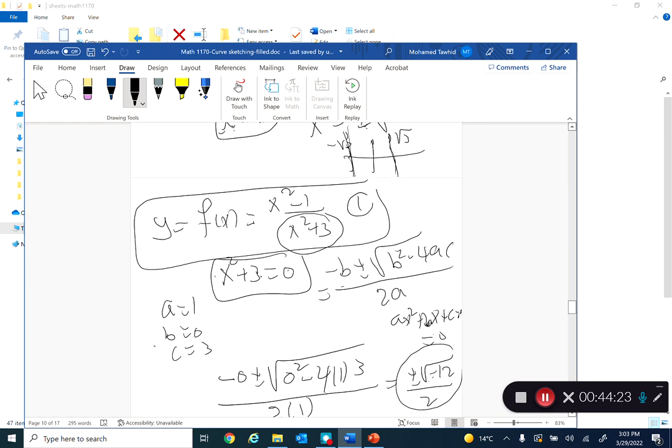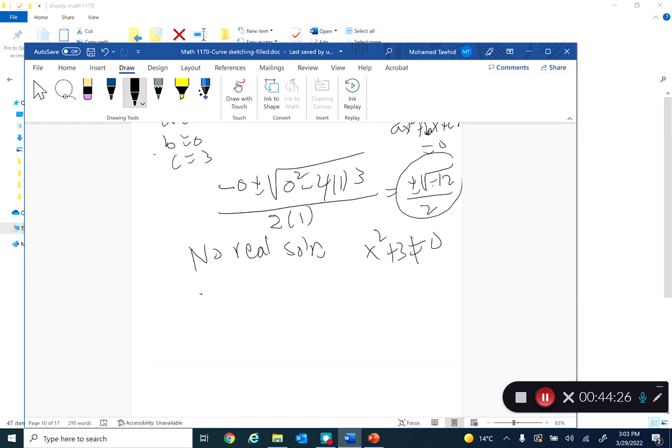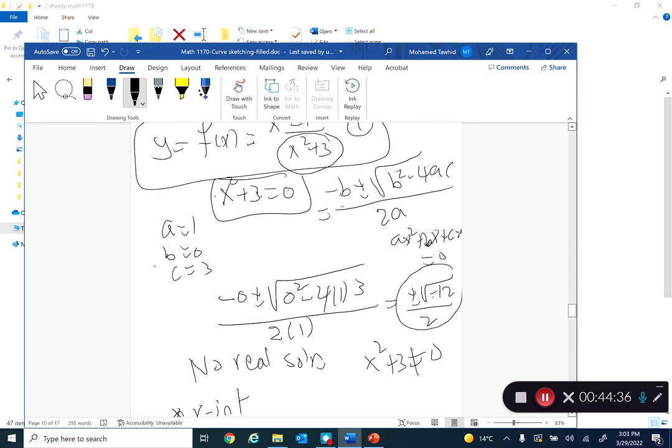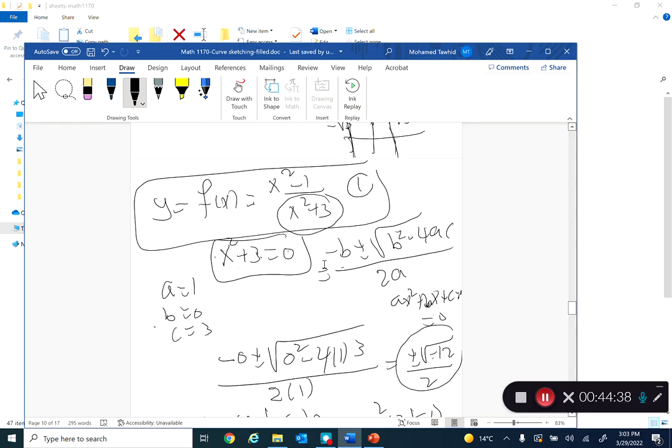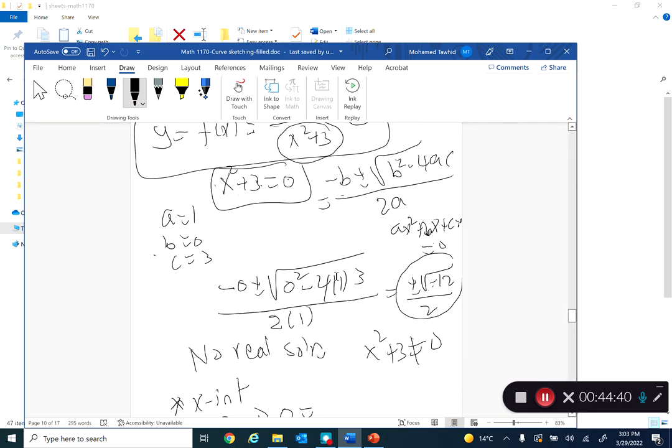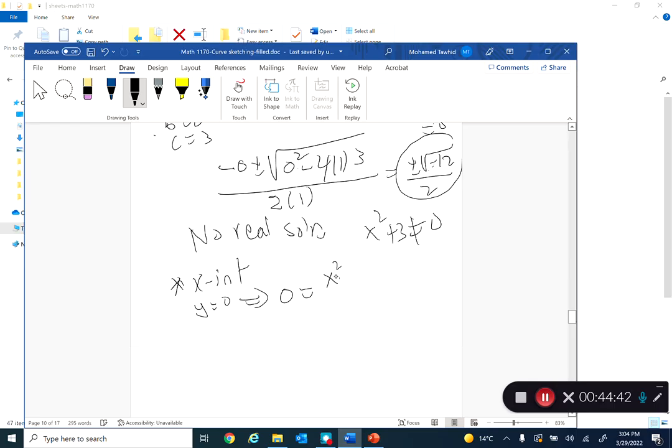So now, how do we get the x-intercept? X-intercept, guys. Where does the graph cross the x-axis? That is when y equals 0. So if I put y equals 0 in equation 1, look what you have: equation 1, x squared minus 1 over x squared plus 3.